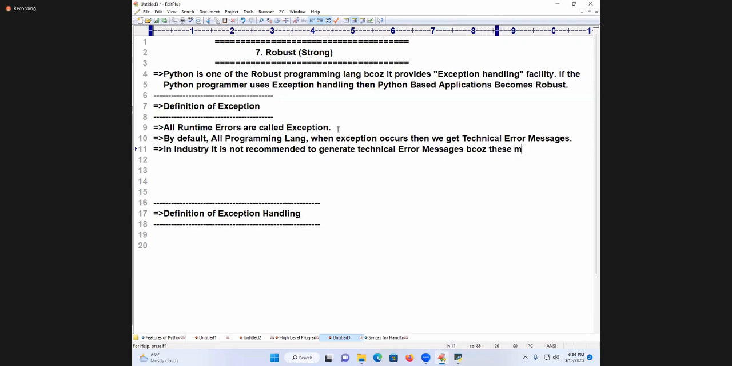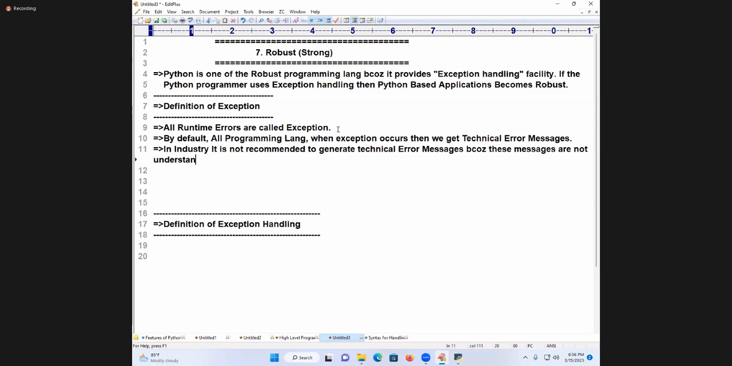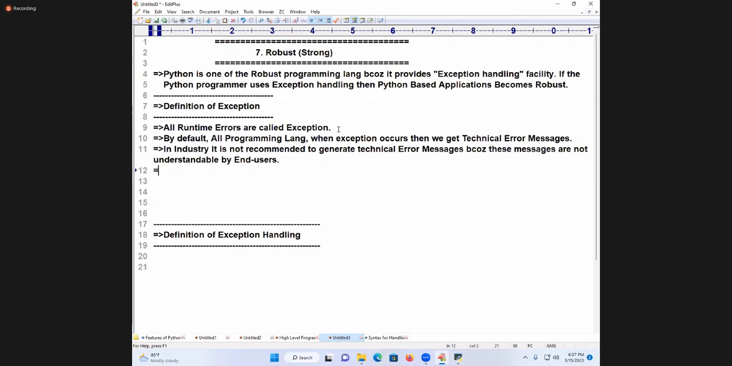these messages are not understandable by end users. So industry recommends to generate user-friendly error messages. By using which concept? Very good, exception handling. That's it. Now see the name itself, exception handling.